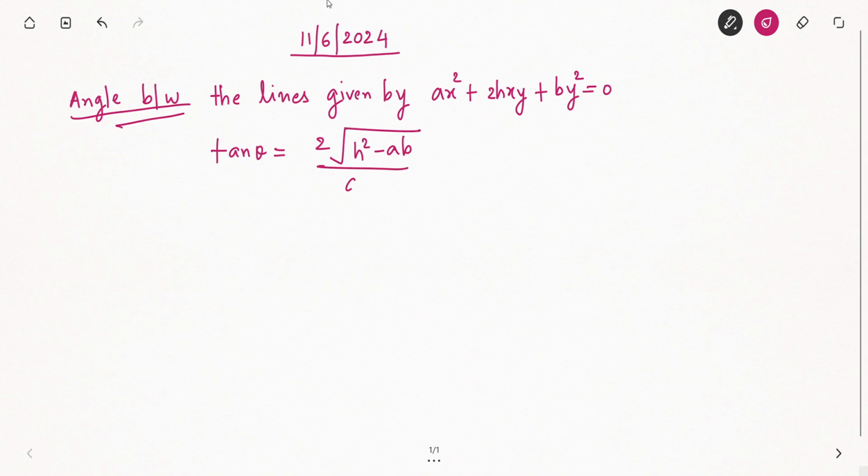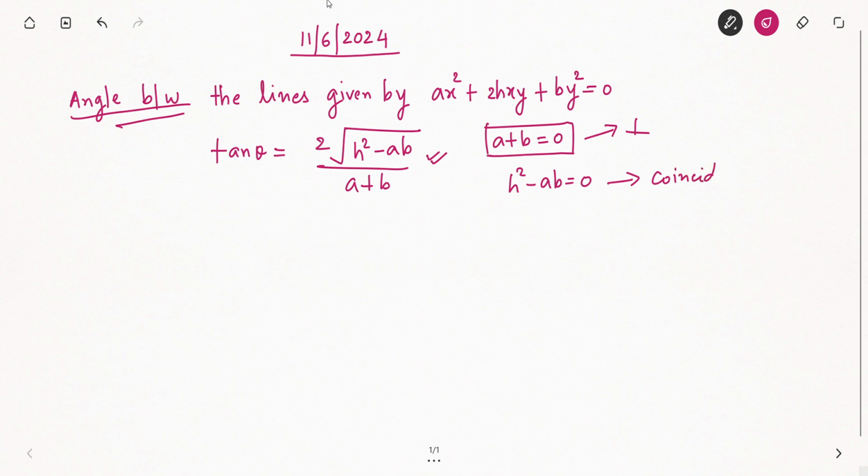Now when these two lines are perpendicular, then obviously this value will not be defined, because tan of pi by 2 is not defined. Therefore a plus b must be equal to 0, because in that case the denominator will be equal to 0, and then only these lines will be perpendicular. And it will represent parallel lines or coincident lines if h square minus ab is equal to 0. So in this case the lines will be coincident, and in this case it will be perpendicular.